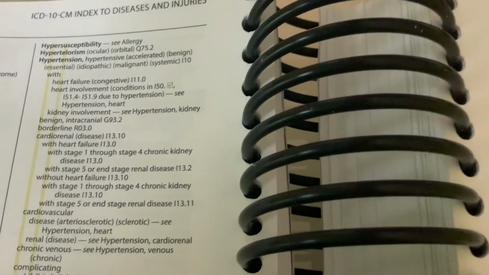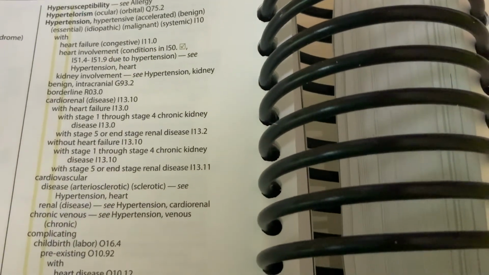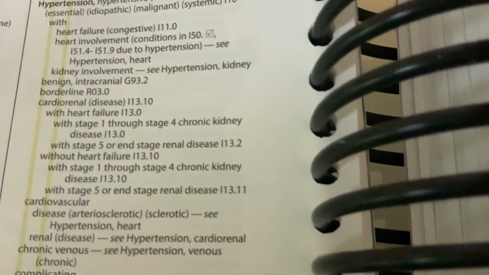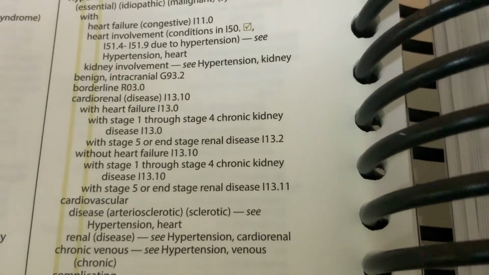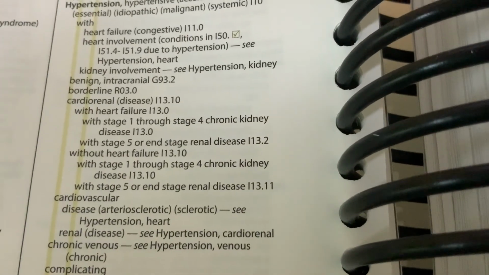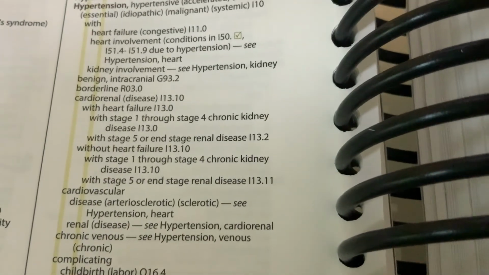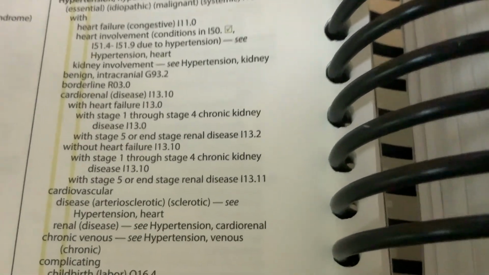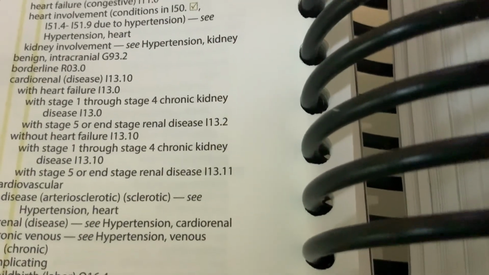Okay, so we're back in the index, and we're under hypertension, and we're going to go down to where it says cardiorenal disease, right there. Now notice it says cardiorenal disease with heart failure, and it gives you the different stages. Our patient has stage 5, so we're going to go with cardiorenal disease with stage 5, which is I13.2. So we're going to flip over there and take a look at that.